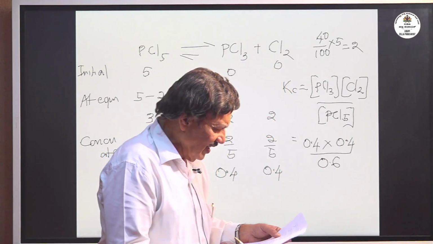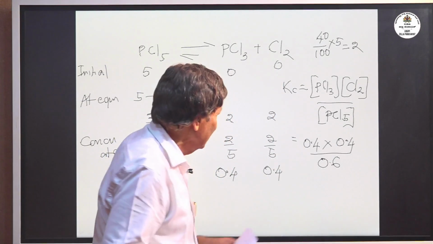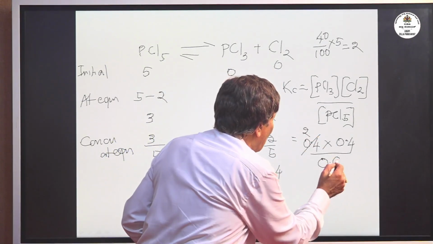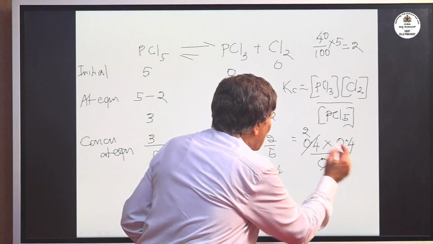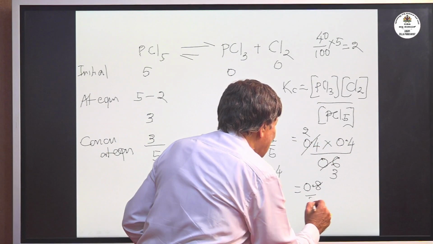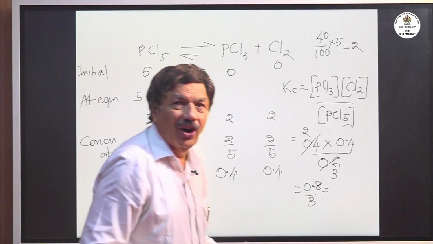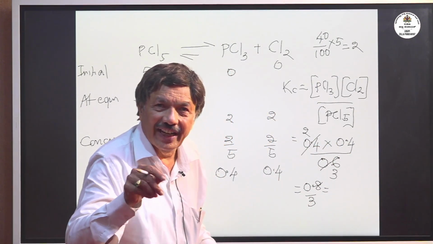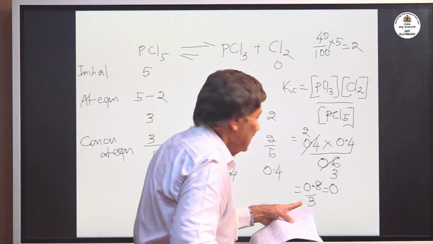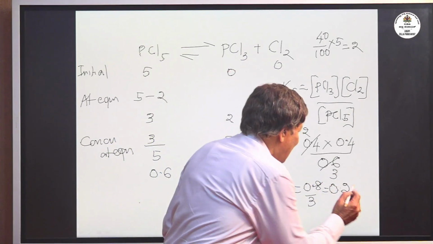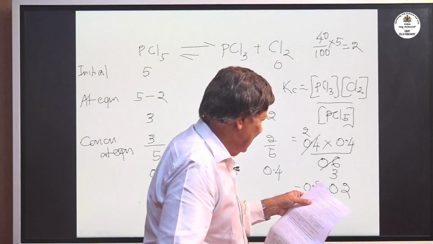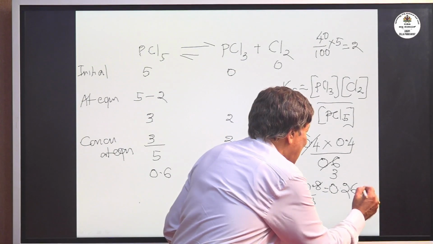Right. So here, if you divide it, 2 into 0.4 is 0.8, so 0.8 by 3, or it is 0.2666, right? Then the 6 remains, like that it continues.